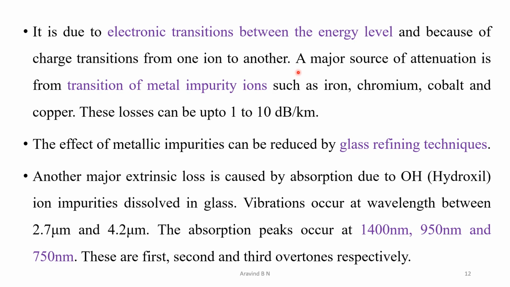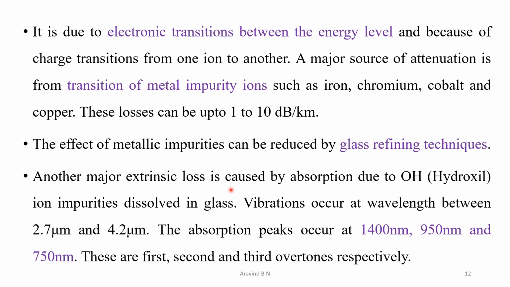The major source of the attenuation is from the transition of metal impurity ions, various metals like iron, chromium, cobalt, copper, etc. These losses will contribute from 1 dB per kilometer up to 10 dB per kilometer. Now, how to find a solution for this one? It is quite simple. Increase the purity of the optical fiber through glass refining techniques, which is going to improve the purification process of this optical fiber, from which we can avoid all these metallic impurities.